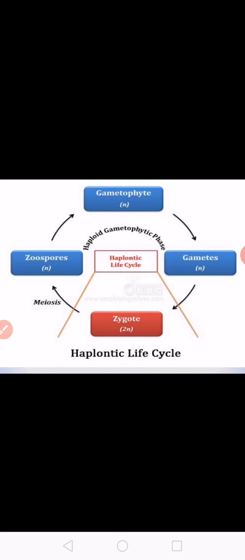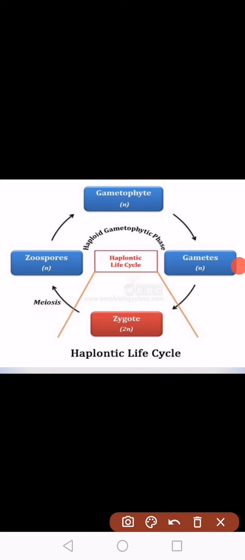So during the life cycle, it produces two types of phases, gametophytic phase and sporophytic phase. The major portion of the life cycle is occupied by the gametophytic phase. So during gametophytic phase, gametes are produced, and these gametes are always haploid in nature. And on fusion, the gametes produce the zygote. So this zygote is formed by the fusion of male and female gametes. Now this zygote undergoes meiosis.